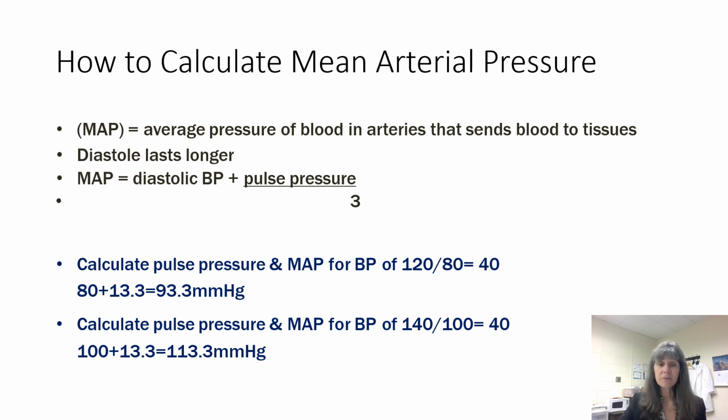Let's try this again. Say we calculate a pulse pressure and mean arterial pressure for somebody who's got a blood pressure of 140/100. So here we still have a pulse pressure of 40. We know that 40 divided by 3 is 13.3. So we take the diastolic reading, the 100, add that to the 13.3, and now we get 113.3 millimeters of mercury as our mean arterial pressure.